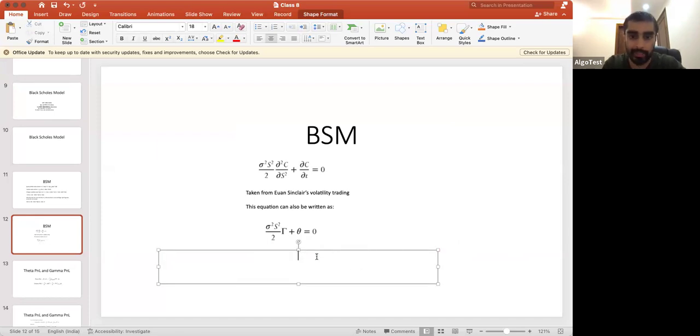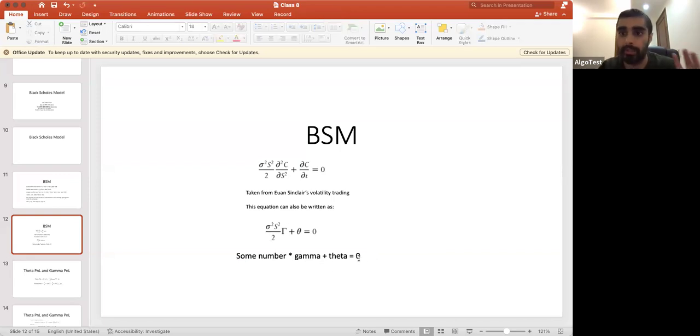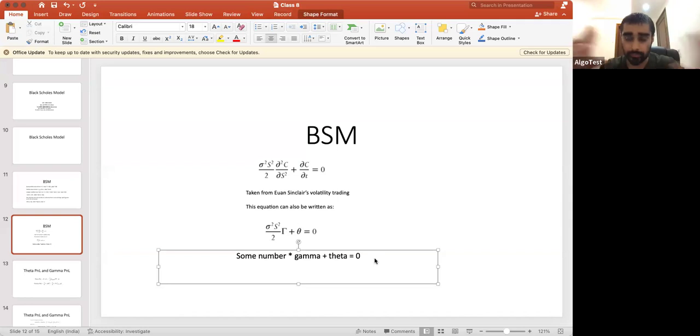So what am I saying? I'm saying that some number into gamma plus theta equals 0. Okay? This is what this equation is saying. Don't be alarmed by these symbols. This guy over here is your gamma, this guy over here is your theta. And this is saying that some number into gamma plus theta is always going to be 0. This is directly coming from that relationship that I bought a call and then I sold delta shares.